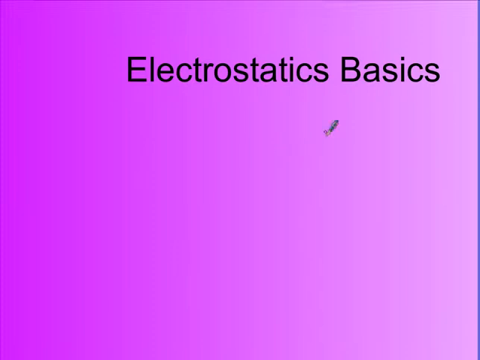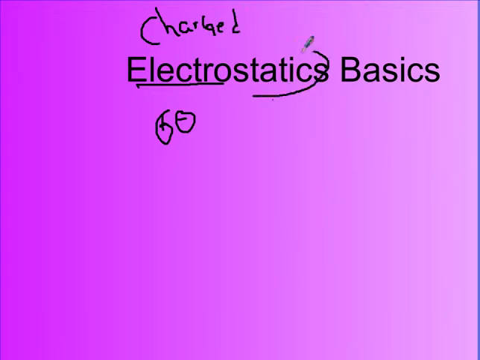Now let's talk about electrostatics. I want to talk about the very fundamental and basic concepts of what happens when you have what we're going to call electrostatics. Now, electro means we're talking about electricity. These are going to be positive and negative charges. So this is always going to be something charged. And statics means it's not moving.